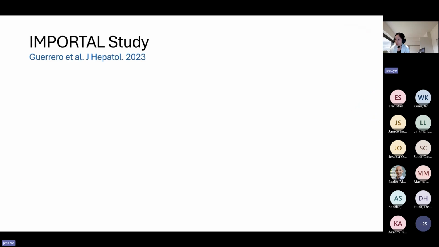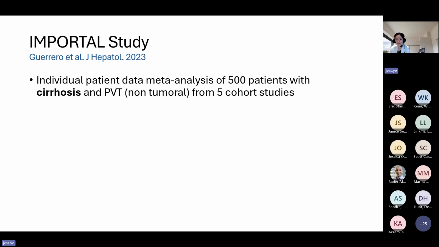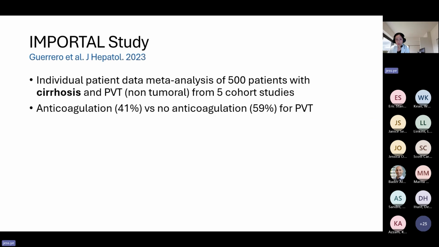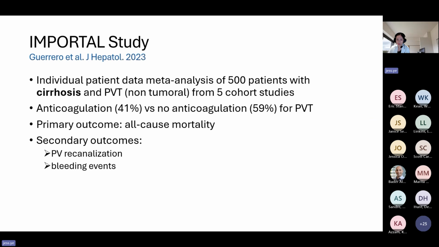Guerrero and colleagues did an individual patient data meta-analysis of 500 patients with cirrhosis and portal vein thrombus from 5 cohort studies, and these are patients with non-malignant portal vein thrombus. 41% of patients received anticoagulation versus 59% who did not. The primary outcome was all-cause mortality, and the secondary outcomes were portal vein recanalization and bleeding events. The 5 cohort studies were published between 2016 and 2019. The anticoagulants used at that time were low molecular weight heparin and/or warfarin. The studies did not include patients treated with DOAC.